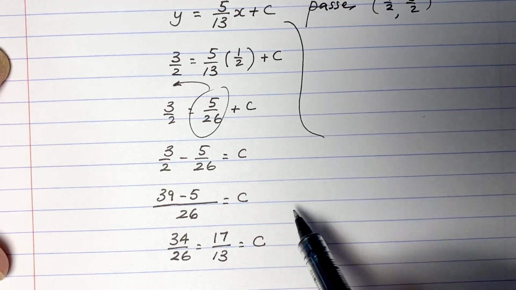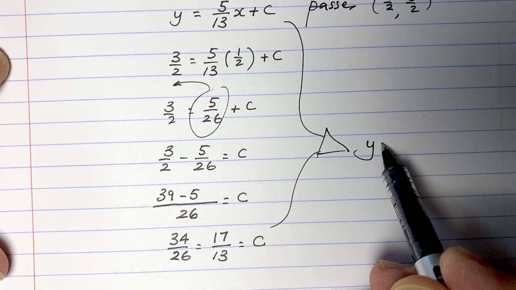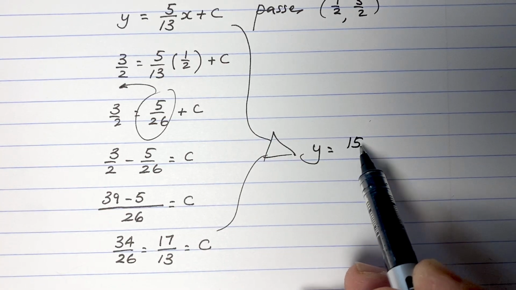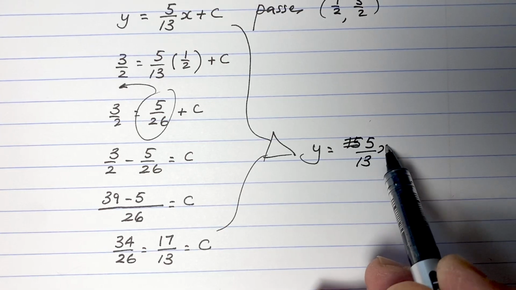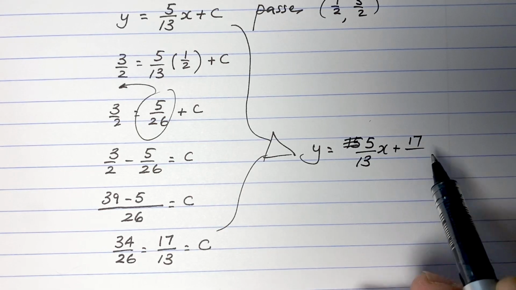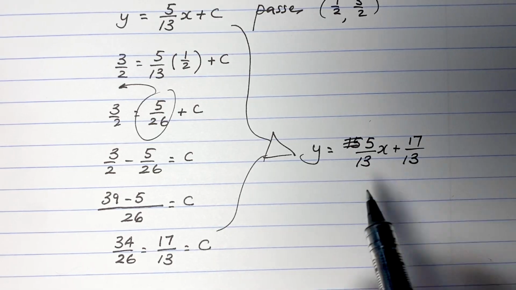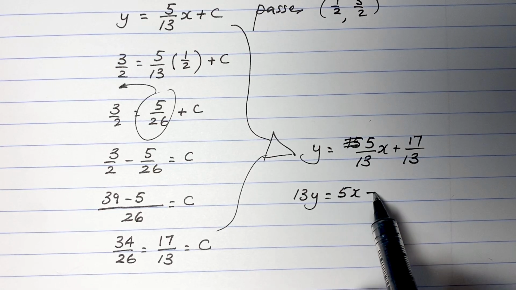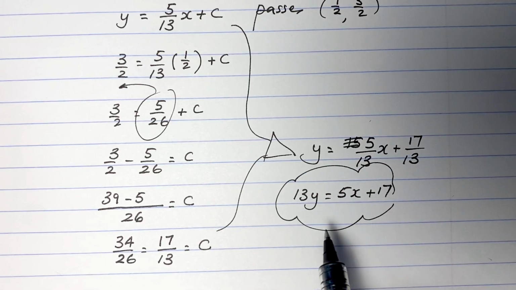Now, we can write the equation of the line. Y equals 5 over 13x plus 17 over 13. And if you want to multiply every term by 13, you have 13y equals 5x plus 17. That is the equation of the perpendicular bisector of the line AB.